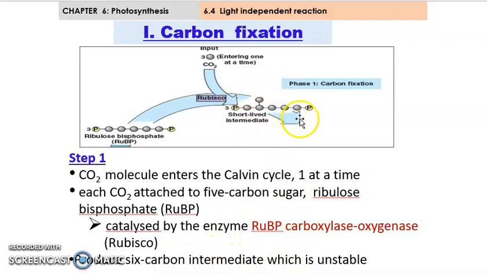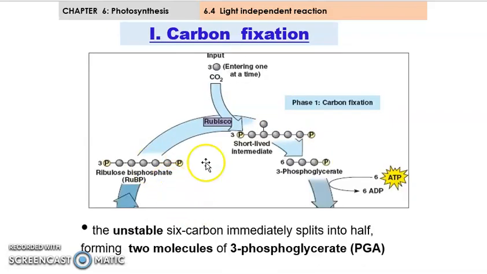Where is the 6 carbon intermediate? This one, 1, 2, 3, 4, 5, 6. So this is step 1. What happens to this 6 carbon intermediate? It is unstable, so the unstable 6 carbon will immediately split in half, into 2. It will produce 2 molecules of 3-phosphoglycerate. If you look here, why is there a 6 in front? Why must there be 6 molecules of 3-phosphoglycerate?